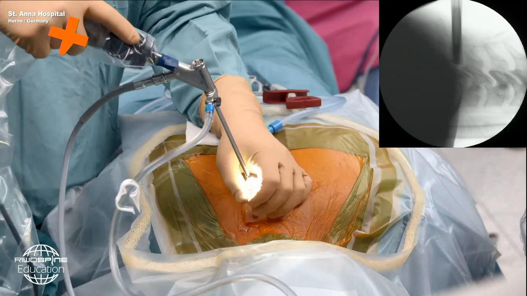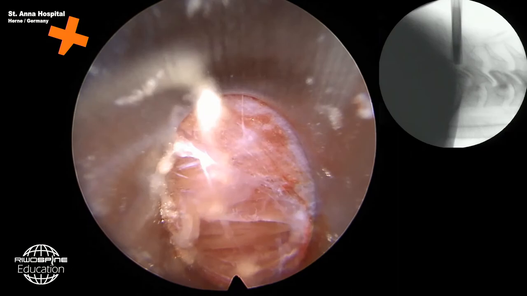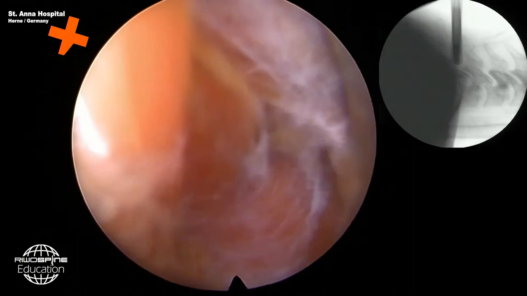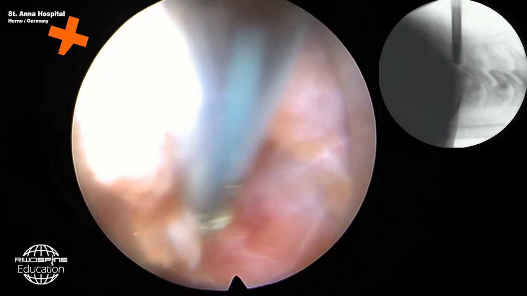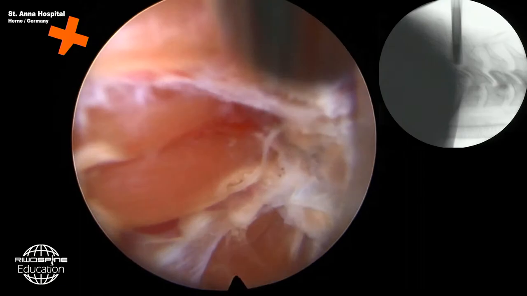So the first step now during the operation is to prepare the bony structures of the lateral mass and the facet. Electrospitze. And just one piece of advice: always stop every bleeding that you see, because it worsens the visualization.